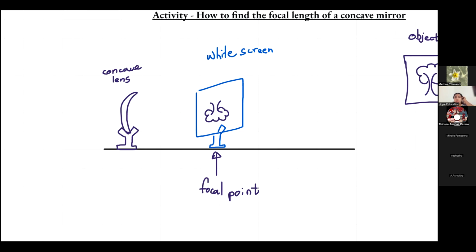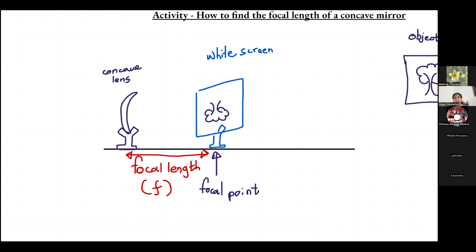So, if this is the focal point, we know the distance between the mirror and the focal point, we call it the focal length. So when we measure the distance, you get the focal length. This is the focal length, and we simply call it f.